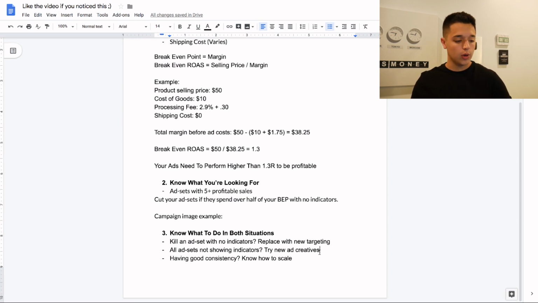But what about all of your ad sets? If all of your ad sets are not showing indicators and it's not looking good, you're testing this product and you just don't know what to do. You spend $100, you don't even have one sale yet, the indicators aren't there. It's like, all right, should I move on to the next product or what? What I would recommend to you is try new ad creative. It's probably going to be your best bet for getting something to spark off and actually start getting sales.